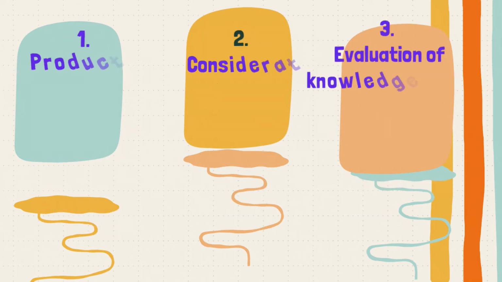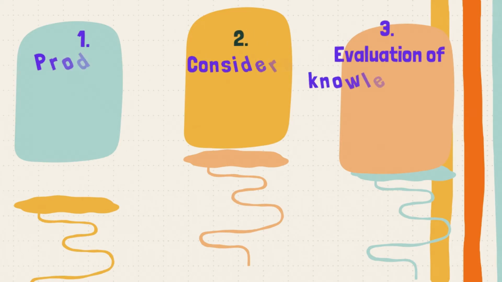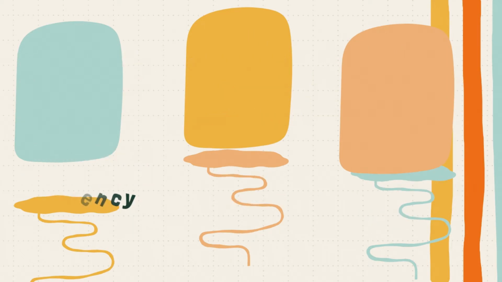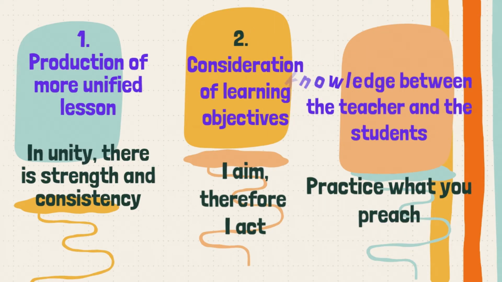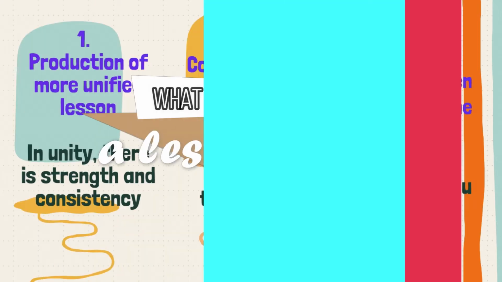4. Production of more unified lesson. In unity, there is strength and consistency. 5. Consideration of learning objectives. I aim, therefore I act. 6. Evaluation of knowledge between the teacher and the students. Practice what you preach. What are the parts of a lesson plan?